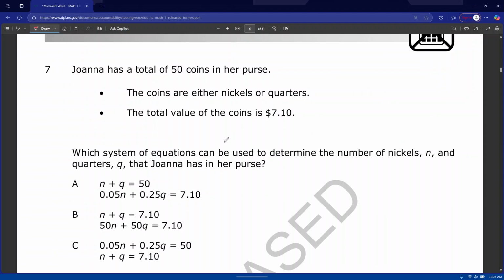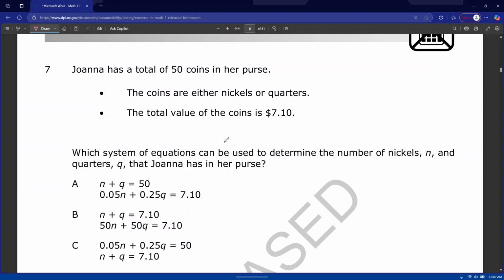Now 7. Joanna has a total of 50 coins in her purse. The coins are either nickels or quarters. The total value of the coins is $7.10. Which system of equations can be used to determine the number of nickels n and quarters q that Joanna has in her purse? For this problem, we need to analyze, not solve, the system of equations.